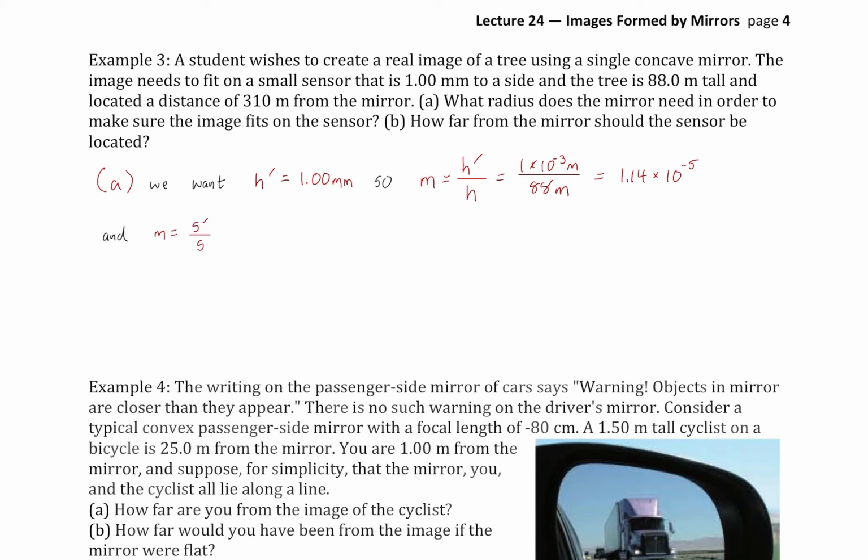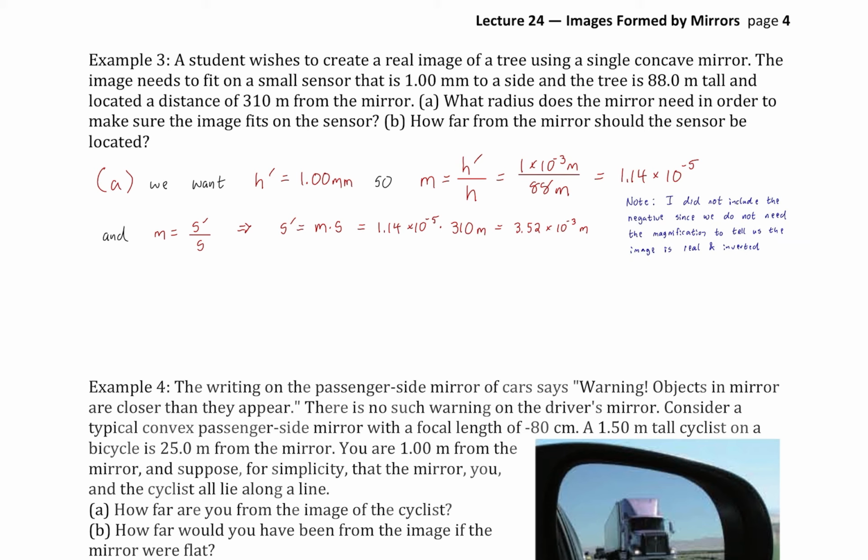So then we're going to take that and use it to solve for S prime, okay? Because we already know S. We already know that the tree is located 310 meters away. Okay, so I'm going to solve for S prime, right? There's my magnification factor, and there is my S, my distance to the object. So that means that my image distance is 3.52 times 10 to the negative 3, which is 3.52 millimeters, okay?